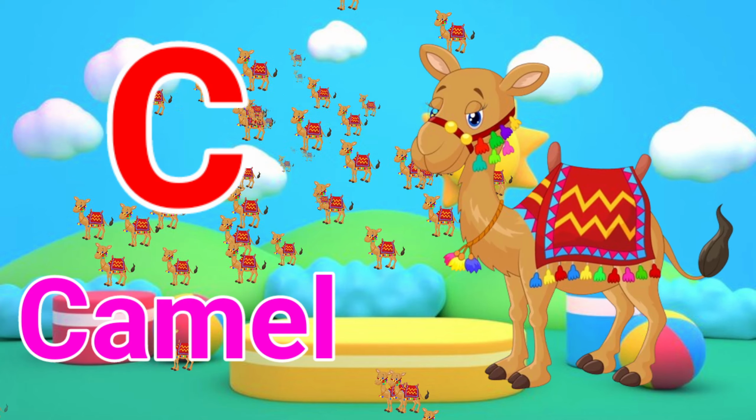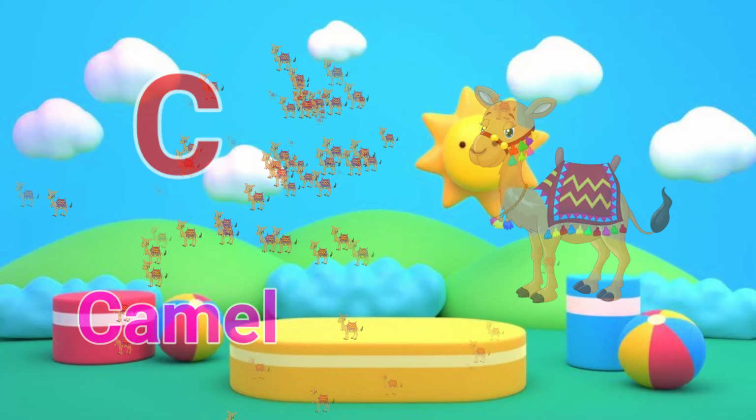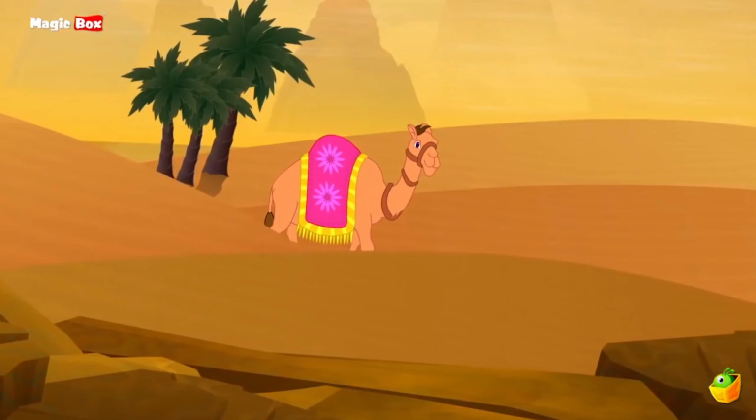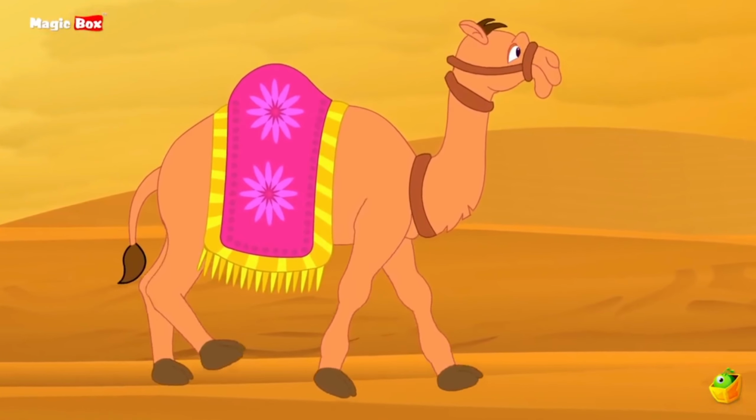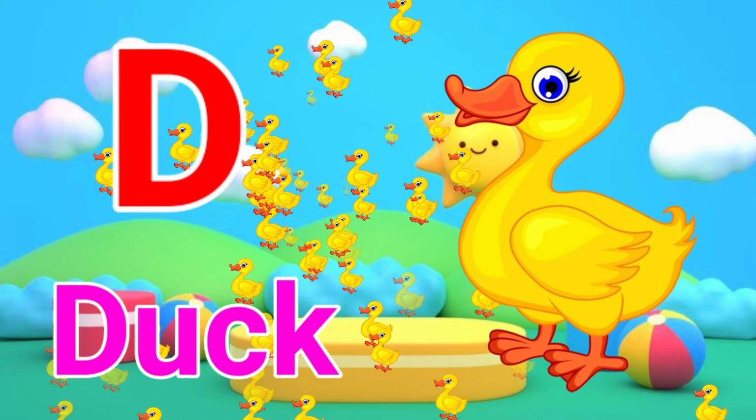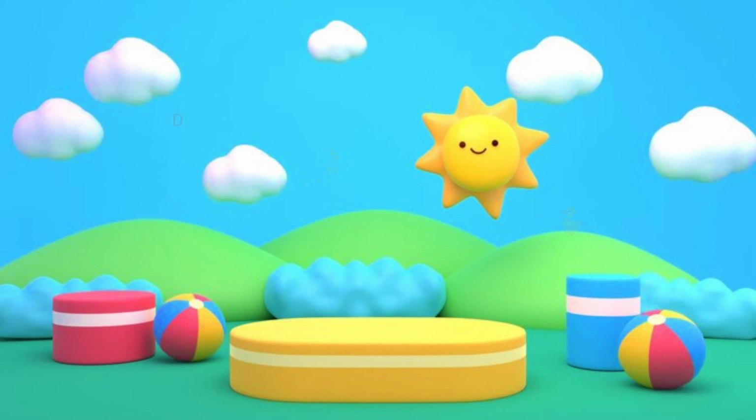C is for camel. ऊँट चला हिलता दुलता ऊँट चला इतना ऊँचा ऊँट चला. D is for duck.